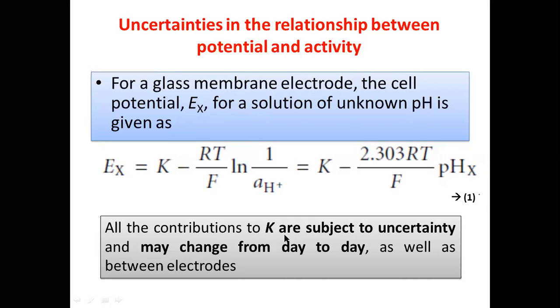where all the contributions to the constant K are subject to uncertainty and they are subject to change from day to day, as well as electrode to electrode. The value of K will deviate from day to day as well as electrode to electrode.